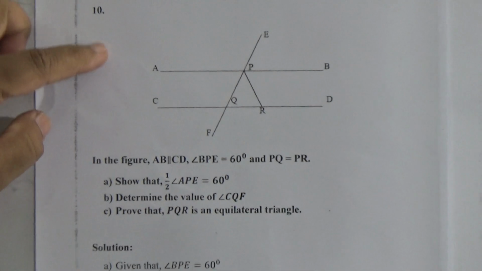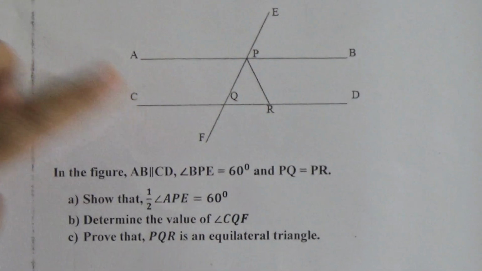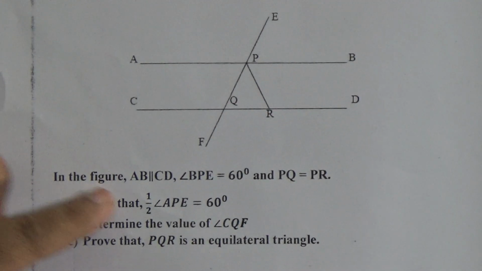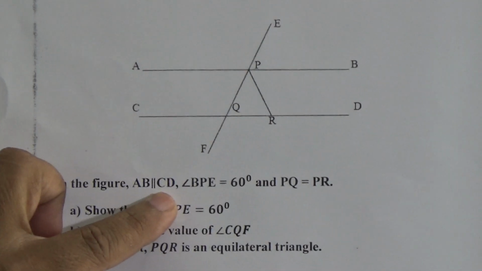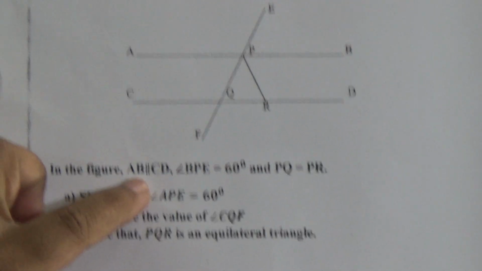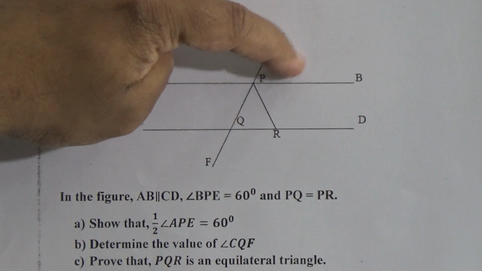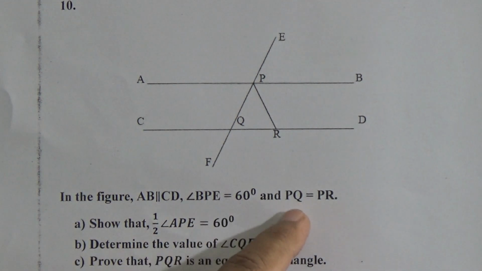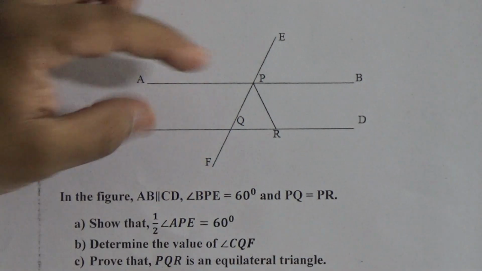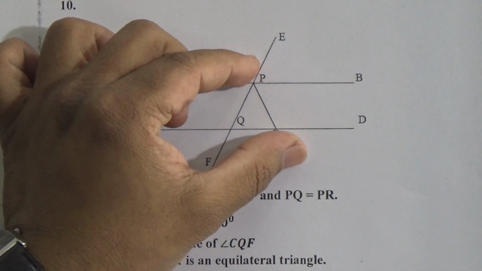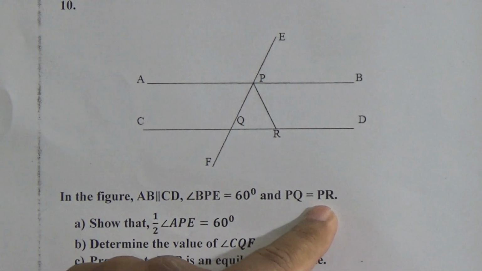Now look at the figure. Question number 10 has a figure, and some information is also given. It says that in the figure, lines AB and CD are parallel to each other, and angle BPE is equal to 60 degrees. Also PQ equals PR. That means PQ is this side of the triangle and PR is this side, and these two sides are equal to each other.